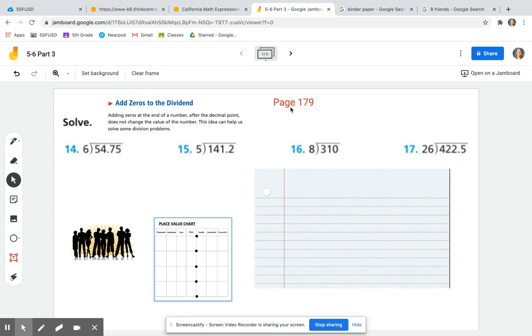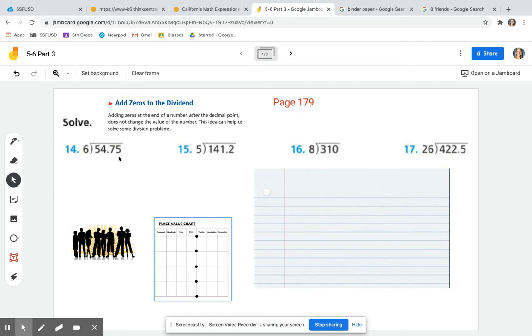Please open up your book to page 179 in your activity book and find the heading at the very top. It says add zeros to the dividend, and we started working on a problem that goes along with this concept in the last lesson. But let's review and take a look at what it has to say underneath the heading. It says adding zeros at the end of a number after the decimal point does not change the value of the number.